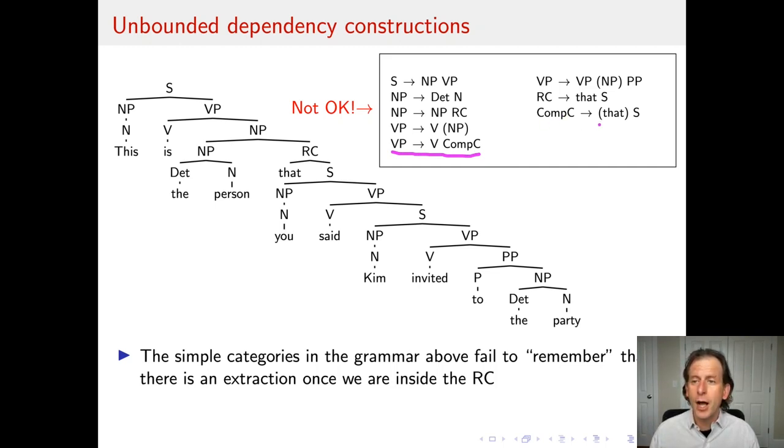And a complement clause optionally starts with the word that and then is an ordinary sentence. And as you know before, a relative clause seemingly is the word that followed by another sentence. And this will generate this sentence that I've got here, which is okay: this is the person you said Kim invited to the party. But the problem is that the simple categories in the grammar above fail to remember that there is an extraction once we are inside the relative clause.